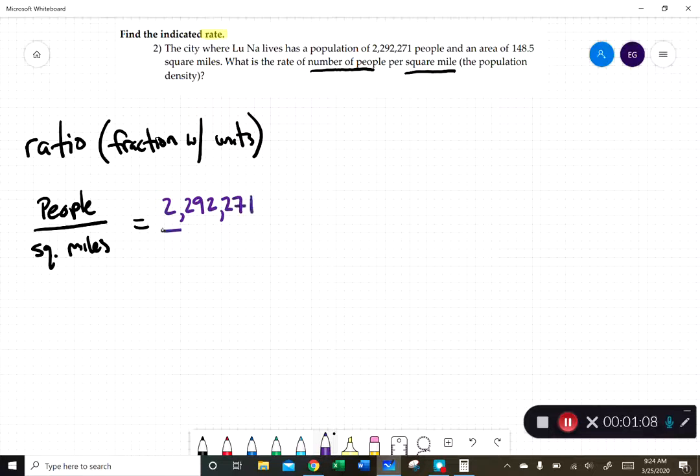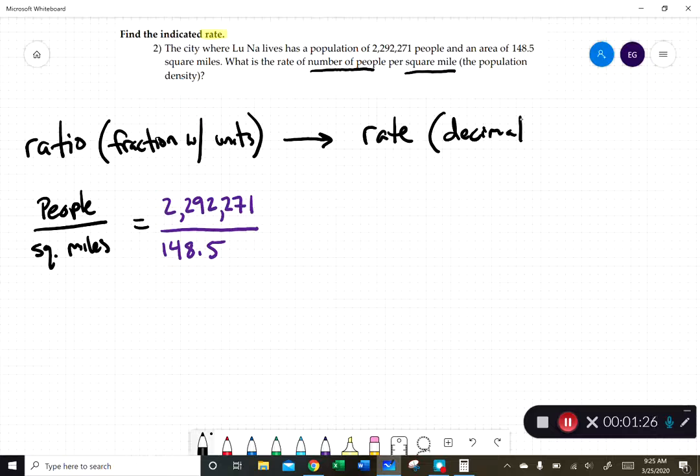2,292,271 people for 148.5 square miles. Now, when we convert a ratio to a rate, and a rate is a decimal. So basically, a rate is a ratio where the denominator is 1. And to do this, to convert a ratio, which is a fraction, to a rate, which is a decimal, we divide.